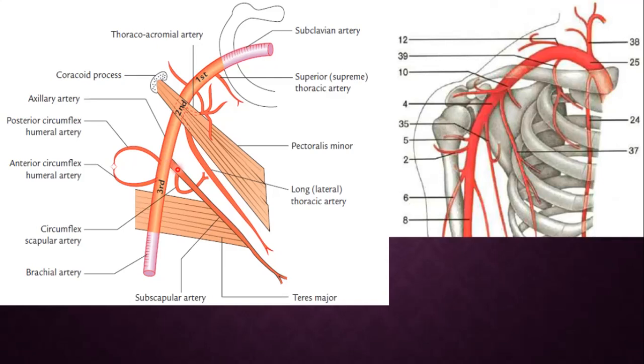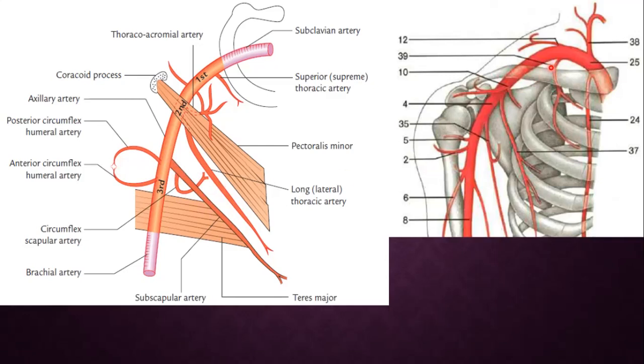You have your subscapular artery here, but after giving off the circumflex scapular, it will change its name to the thoracodorsal artery. Then here we have your posterior circumflex humeral and anterior circumflex humeral, with the posterior circumflex humeral traversing through the quadrangular space together with the axillary nerve.